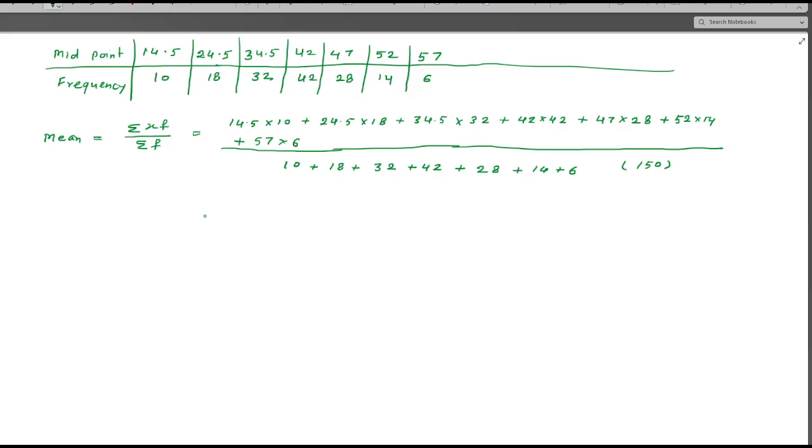The result I get is 5498. Divided by the denominator, 10 plus 18 plus 32 and so on, which I said is 150. So 5498 divided by 150, the result is 36.65.